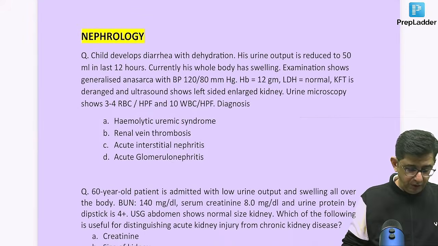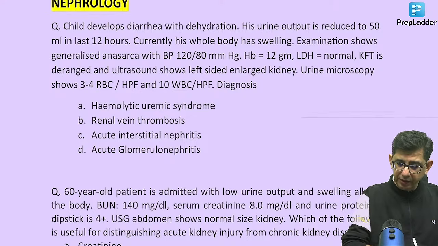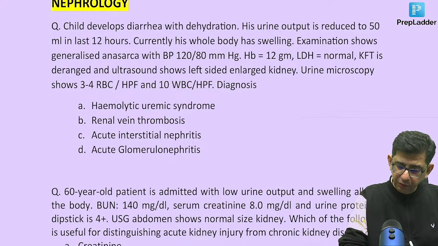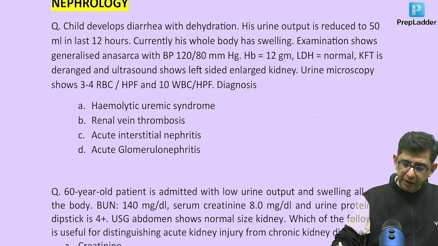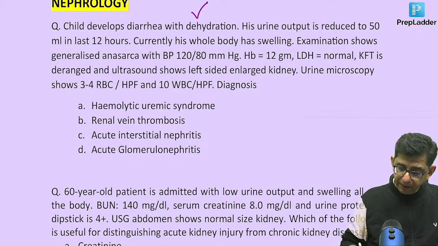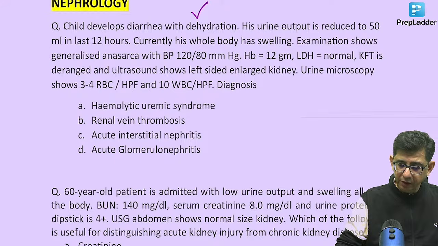Okay, moving on to a couple of questions next. A child develops diarrhea with dehydration. I'm almost coming down to the last few units here, pretty easy ones. Diarrhea with dehydration was the trigger, no? Hypovolemia is present. And then the urine output is down to 50 ml, blood pressure is elevated with anasarca.